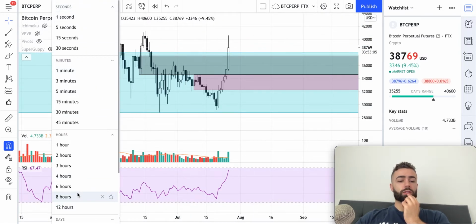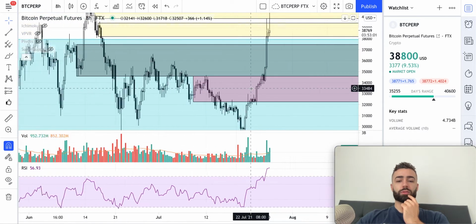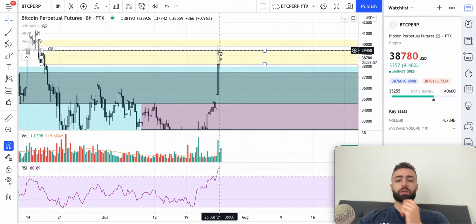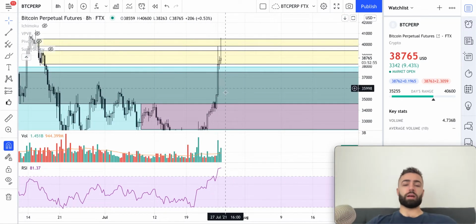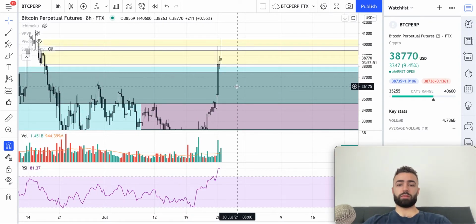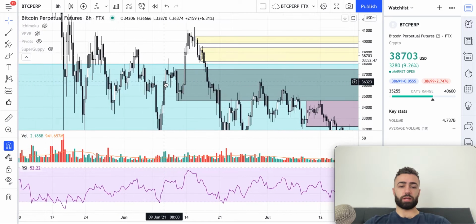Let's go down to the lower time frames and see what we're dealing with there. So if we look at this from an 8-hour perspective, you can see that right now people are taking some profits here. So we've had a significant rise in price here, so it makes sense why people would take profits here. This is our main resistance zone right here.